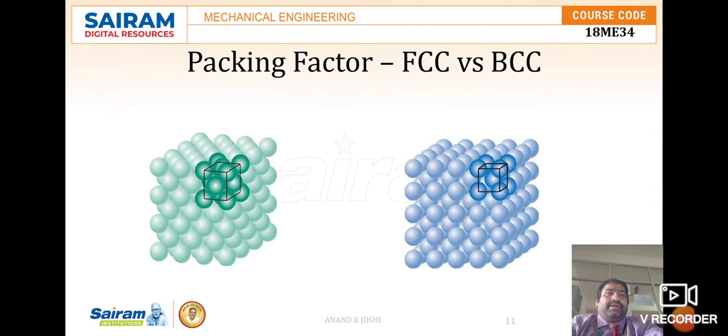Then we can compare how the arrangement of the crystal structure and the atomic packing factor is going to be packed. Packed means how many atoms are present in a unit volume of the cell. So here it is 0.74, while here there is somehow a gap between the atoms, so it will be 0.68. That's why this is the atomic packing factor comparison of FCC as well as BCC. Okay, so let us go to the next slide.